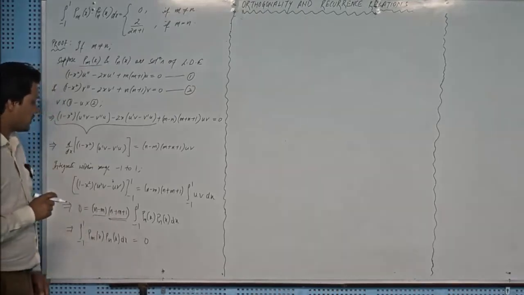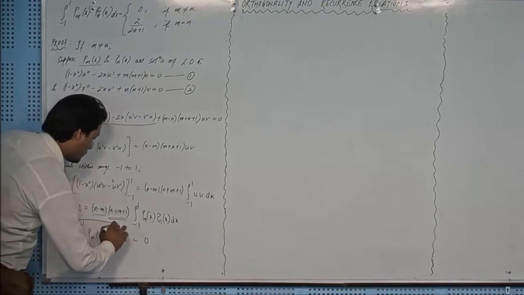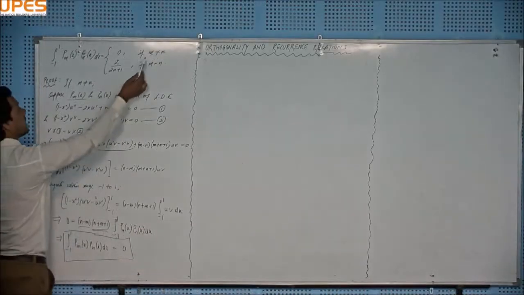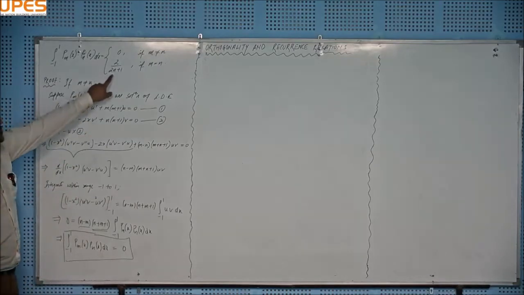So we can write this equal to 0. This goes in the denominator, and that gives you 0. So this is a small proof for the case when m is not equal to n, you are getting the result as 0, right? Now I will try to prove the second one, this one.